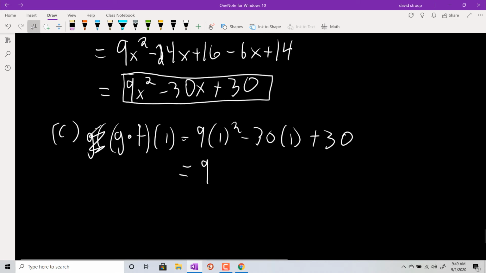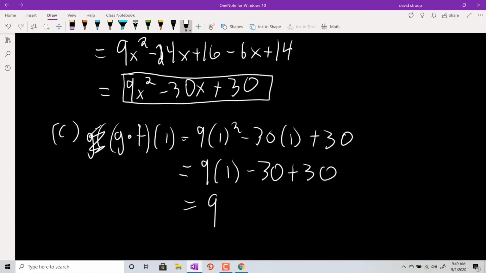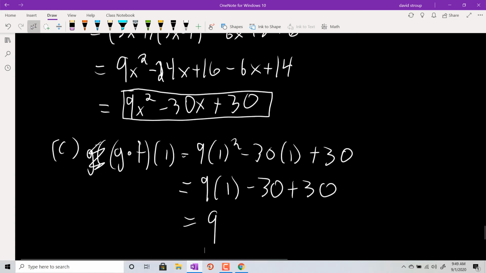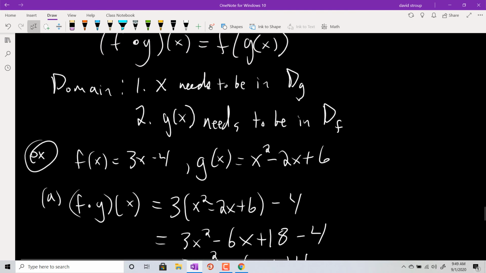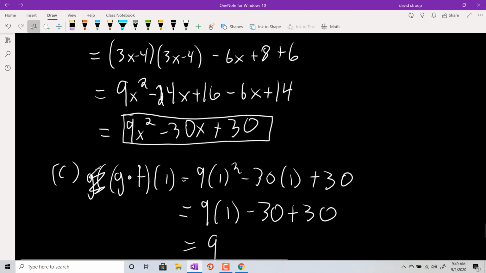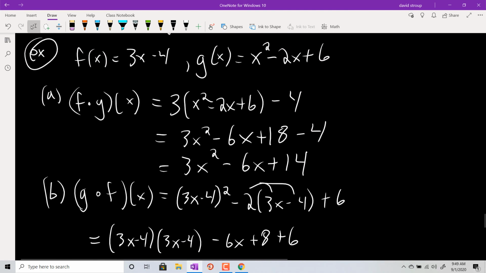And then that's 9 times 1 minus 30 plus 30. 9 times 1 is 9. 30 minus 30 is 0. So it's just 9. Okay, the domain here, because they're both polynomials, there's no issues.